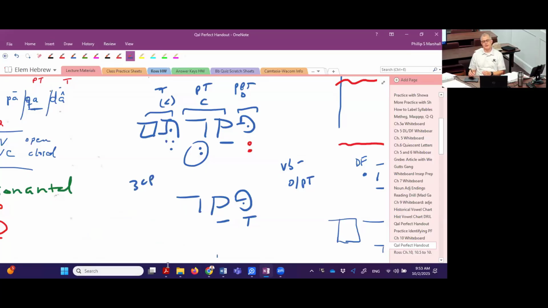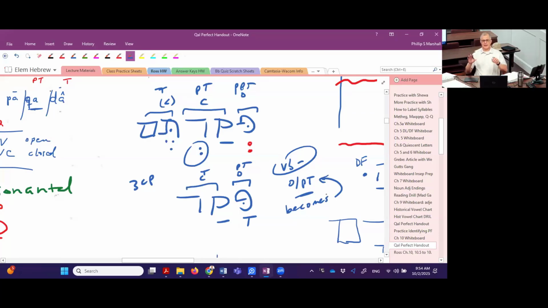What's the 3CP personal ending on a perfect verb? It's oo, right? It's a shuruk. So before I add that, let's just remind ourselves. This is the syllable structure, right? Closed, open, tonic, pretonic. Pa, ka. Now, this is what I'm starting with. This issue of reducing in verbs to open pretonic. This is when a syllable becomes open and pretonic due to inflection.